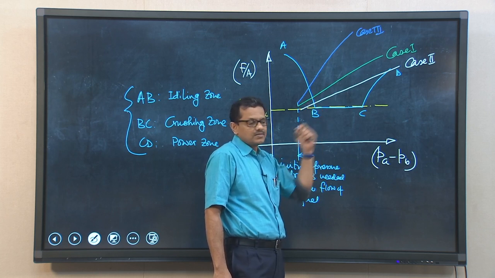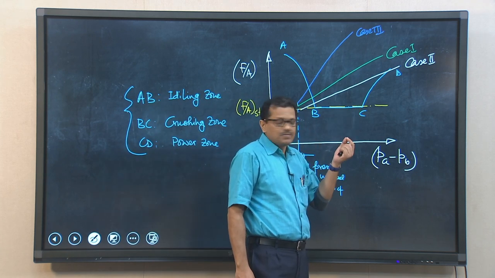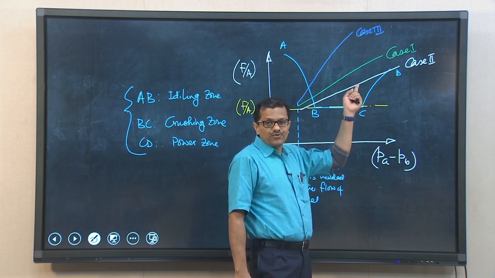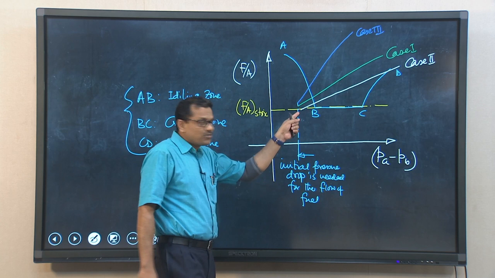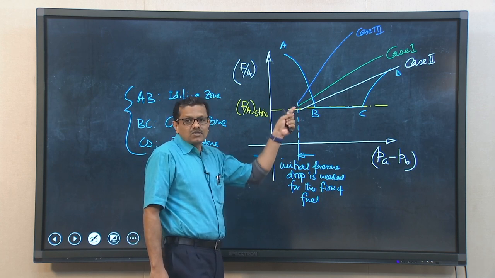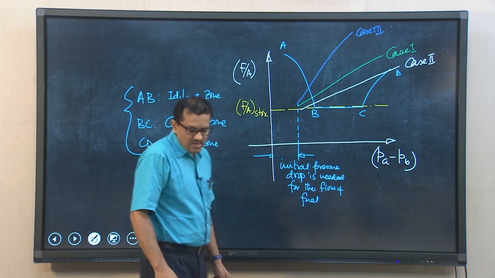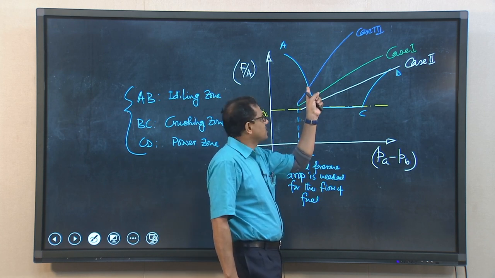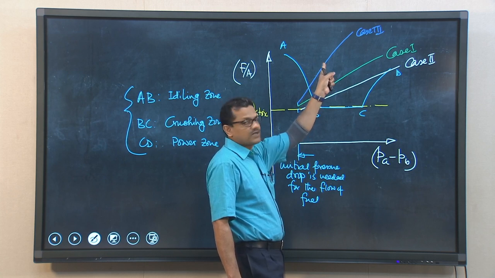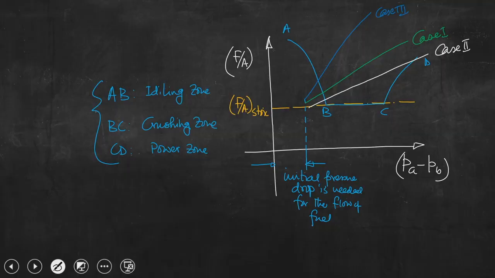Maybe the same carburetor is suitable for the adequate fuel air ratio as needed by the engine during the power zone, but the carburetor is not capable of supplying the required fuel air ratio during idling zone. I can say it is one of the limitations. Similarly, if we somehow design the carburetor to supply adequate fuel air ratio during idling zone, if we look at case 3, then you can see the fuel air ratio supplied during cruising zone as well as during power zone is far too rich a mixture. So, it is unnecessary wastage of fuel.